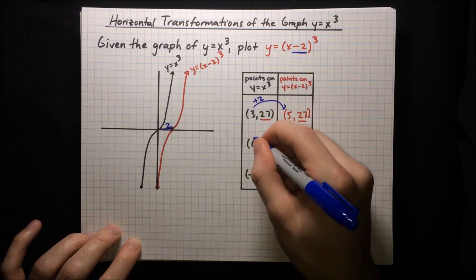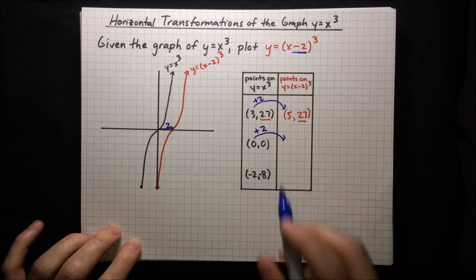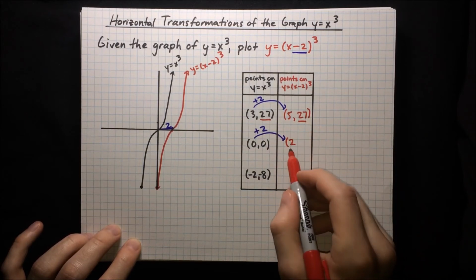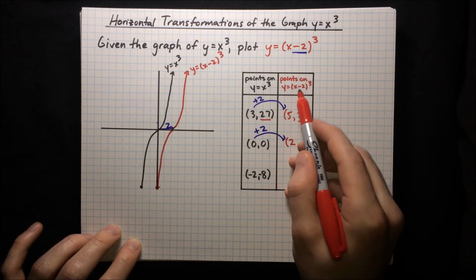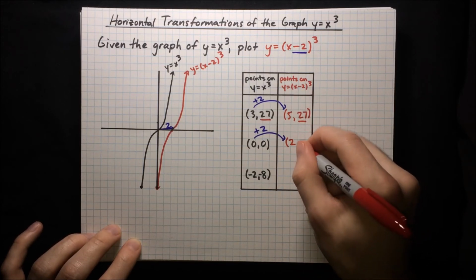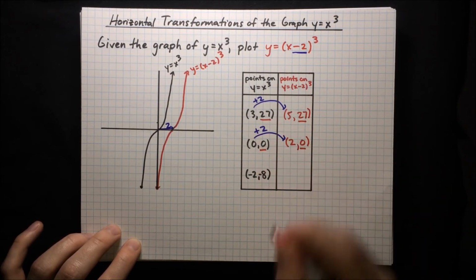So (0, 0), let's add plus 2 to the x coordinate, and then we get 0 plus 2 is 2, and then plug 2 into this function here. 2 minus 2 is 0, then to the third power is just 0, so (2, 0). So the y coordinates match up again.